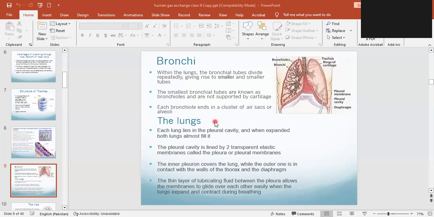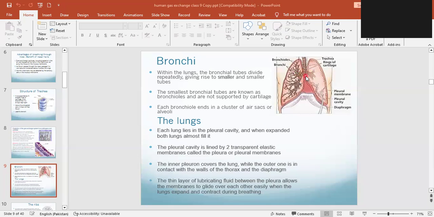When the air reaches the alveoli, the air is at its cleanest. The cleanest air should reach the alveoli. That's why there are different areas where the air is being cleaned: first in the nose, then in the trachea, then in the bronchi, then it reaches the bronchioles as well, and then it reaches the alveoli. And which organ helps in the gas exchange? That's the lungs. There is a pair of lungs present in your chest cavity, right?